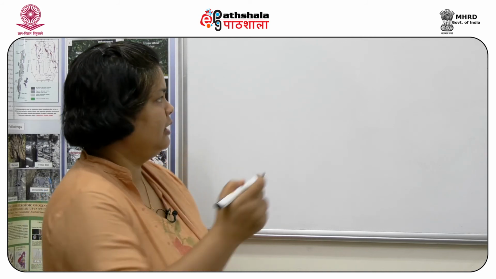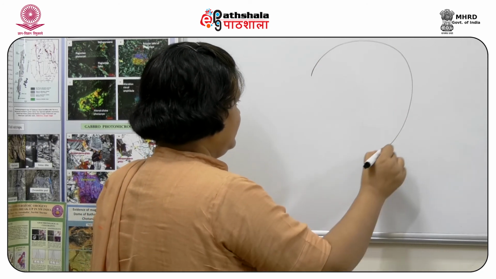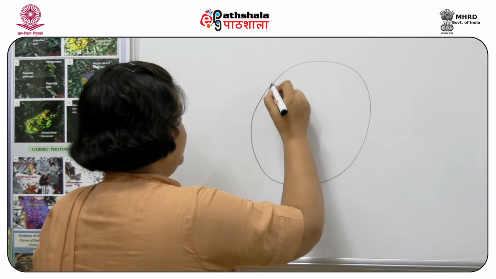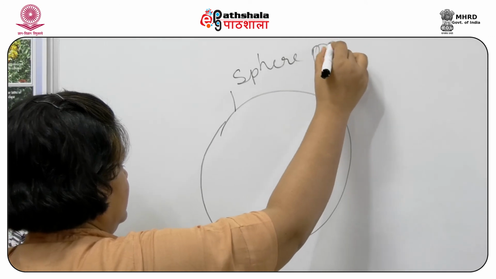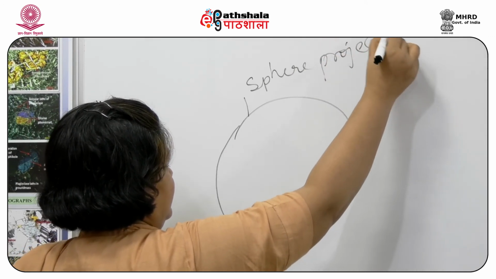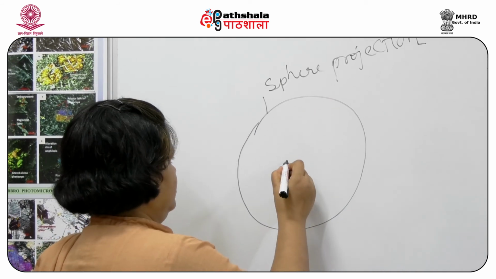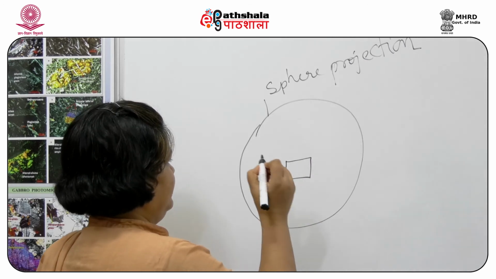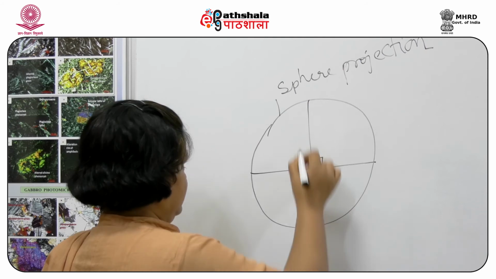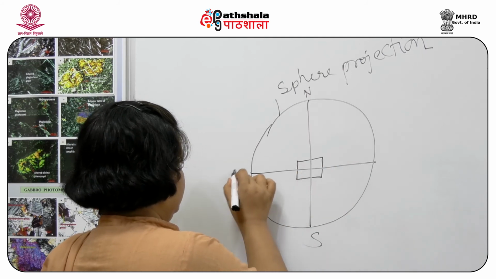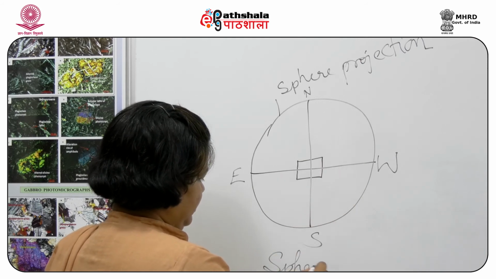stereographic projection. Spherical projection, for both the cases what we have is we consider a sphere of projection which we call as the sphere of projection. So for this case, this is basically a globe. We have our crystal placed here. This is my east-west direction, this is my north-south direction. We are discussing spherical projection.